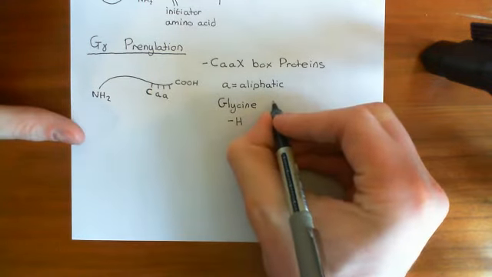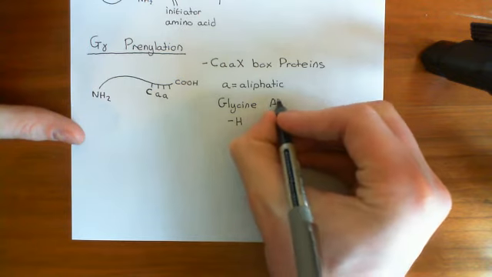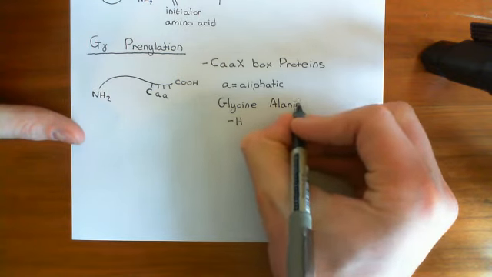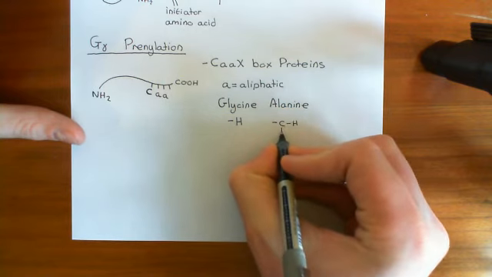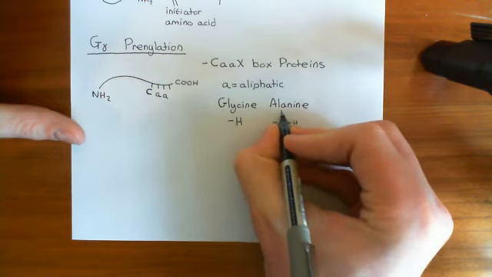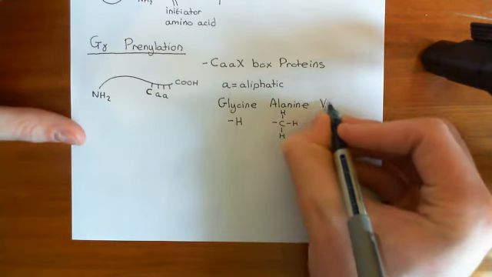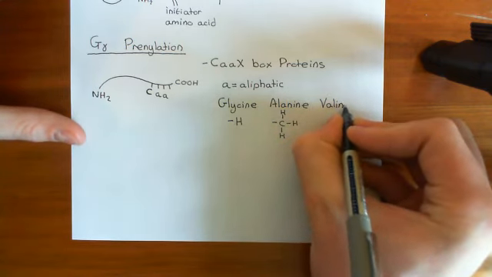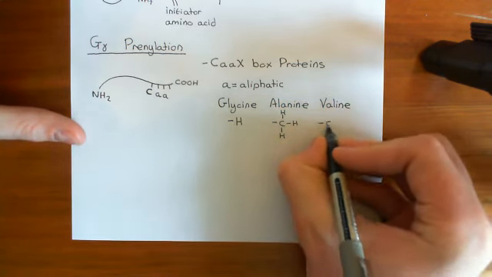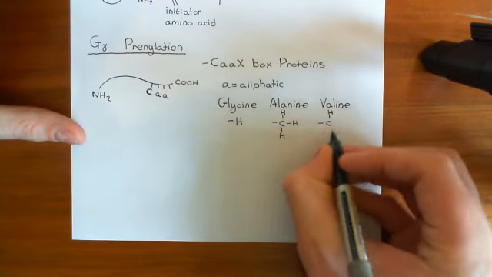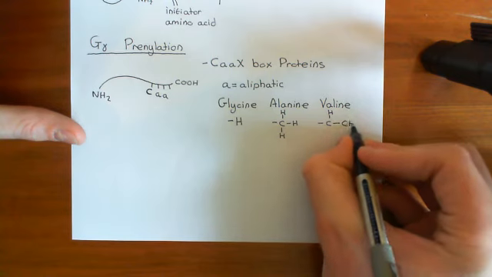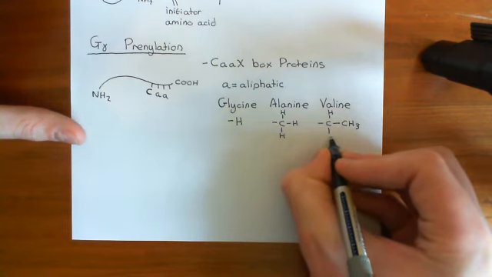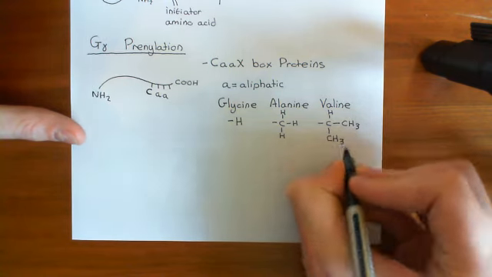Okay, next one up is alanine. Alanine has a methyl group coming off. So this is a carbon with 3 hydrogens coming off. So that's the R group of alanine. Next one up we'll have valine. Valine then has 1 carbon with a hydrogen coming off, and then it has 2 methyl groups coming off this carbon, like so. So this is the structure of valine.